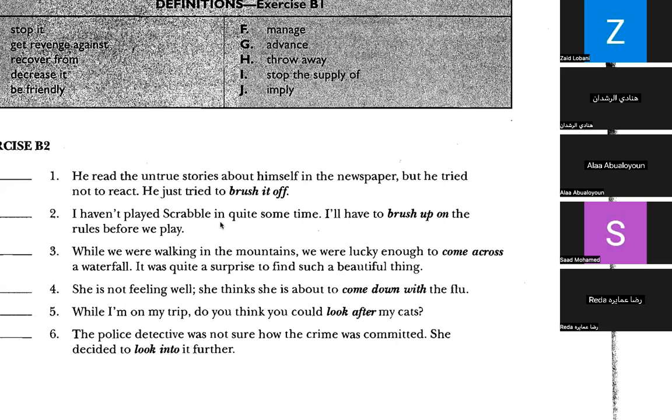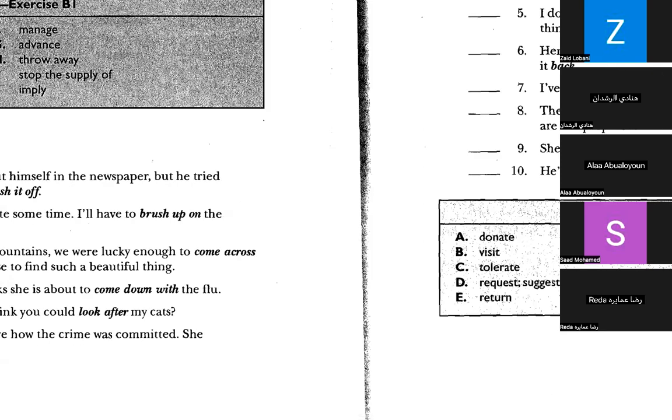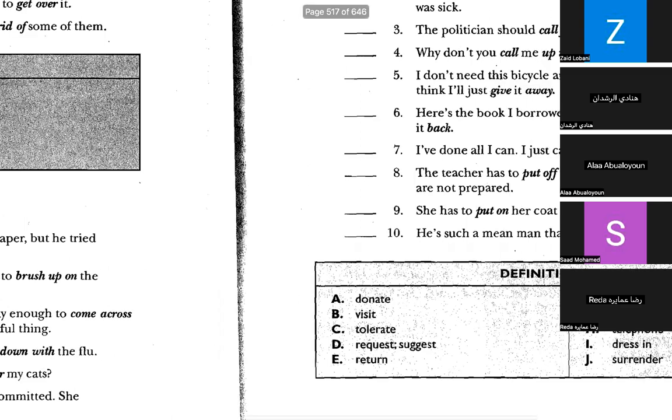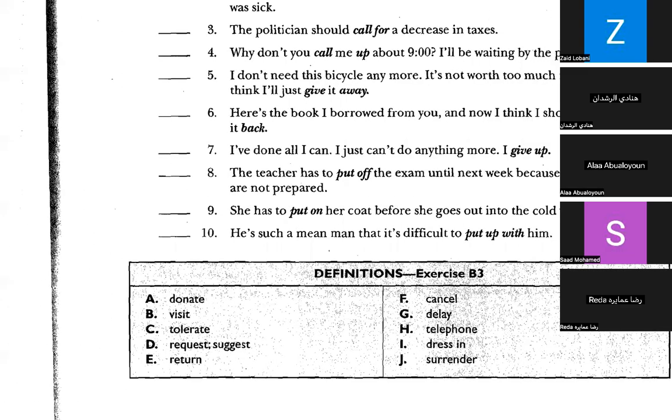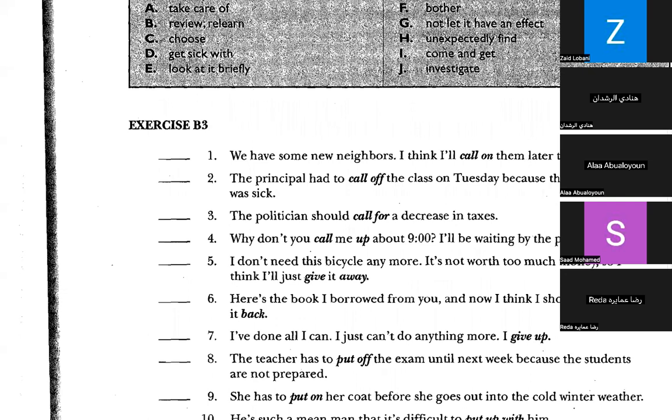So I haven't played Scrabble. It's a game like chess or something like that. من زمان ما لعبت هاللعبة اللي اسمها Scrabble, for quite some time. I'll have to brush up on, as Dr. Ghaith said, like revise the rules, ask about the rules, check the rules before we play, because I forgot these basic things that I have to apply or use while playing.